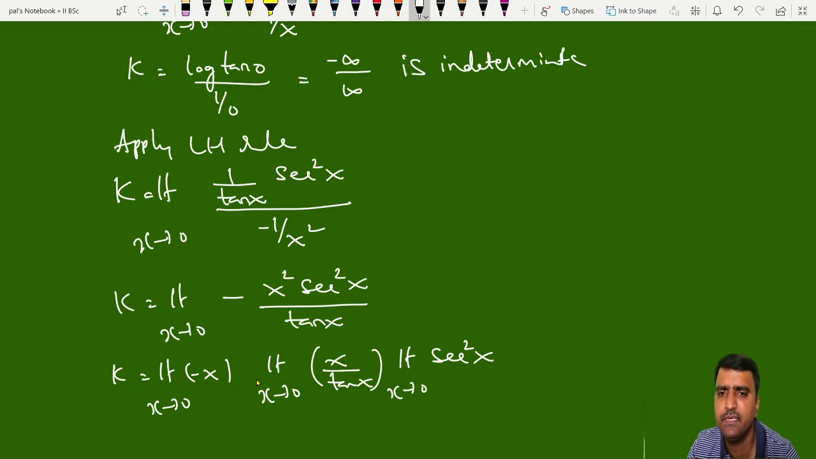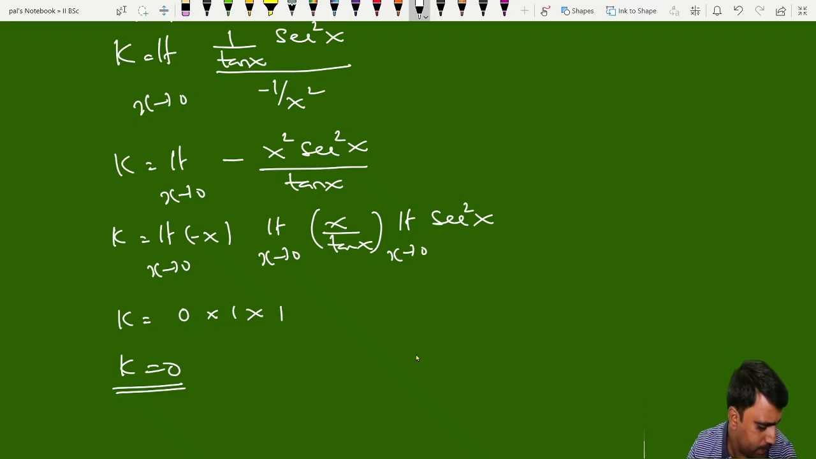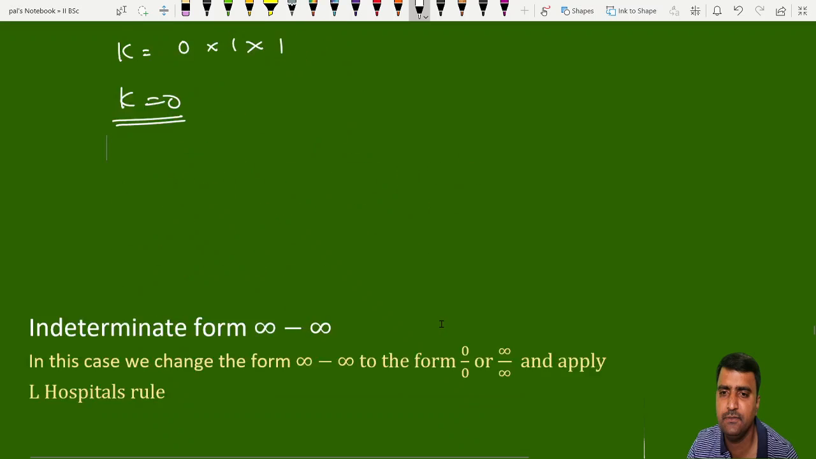I have split and applied the limits. First I took just one x here. Then in the next step I have taken x by tan x. So in the third one, it is the limit of secant square x as x tends to 0. If you apply the limit to this, when x tends to 0, this becomes 0. The limit of x by tan x when x tends to 0 is 1. Secant 0 is 1. But anything you multiply with 0 gives 0 only. So the limit value k is equal to 0.